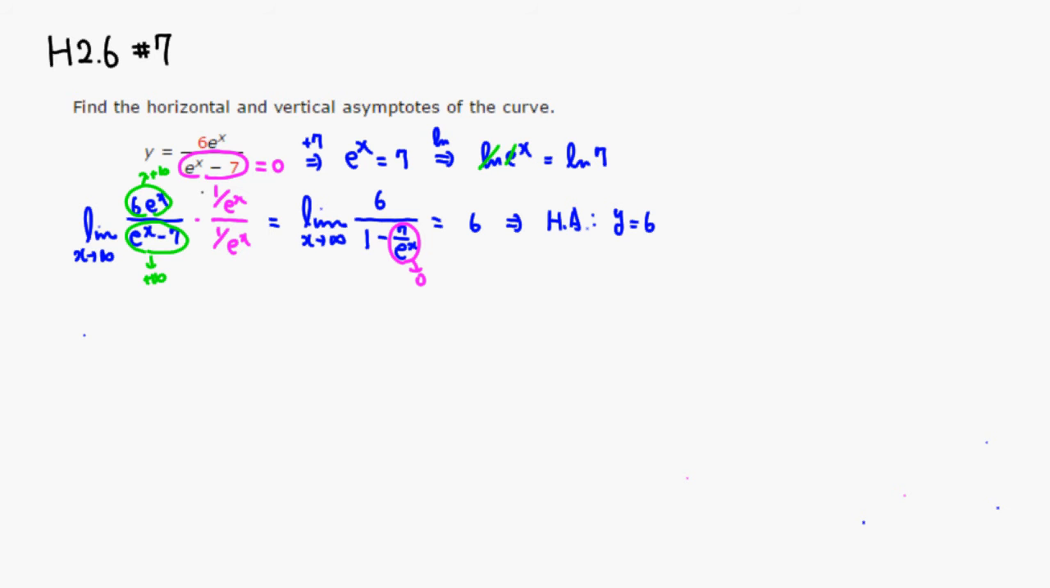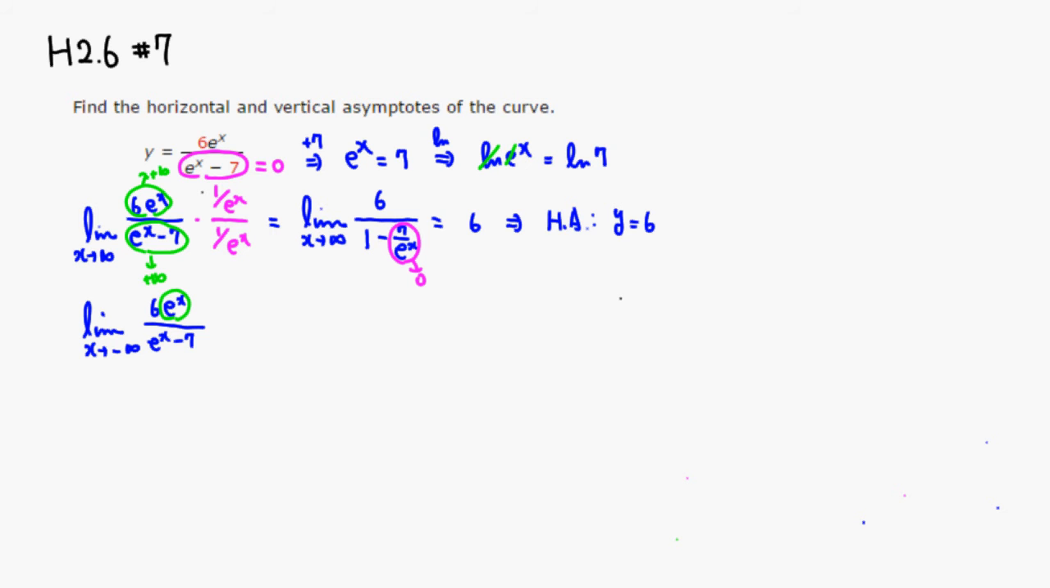Then you have to do the other one: the limit as x approaches negative infinity of 6e^x over e^x minus 7. As x approaches negative infinity, we know that e^x actually goes to 0.